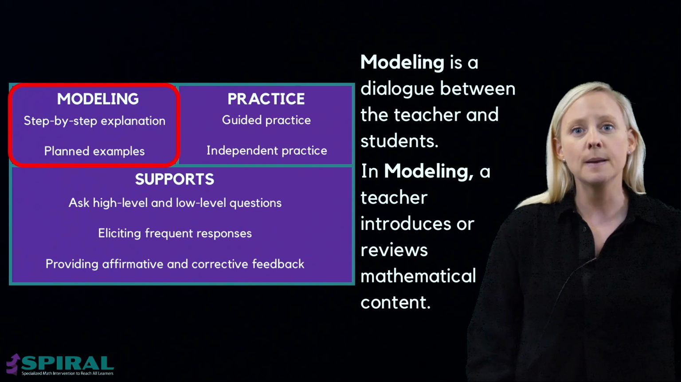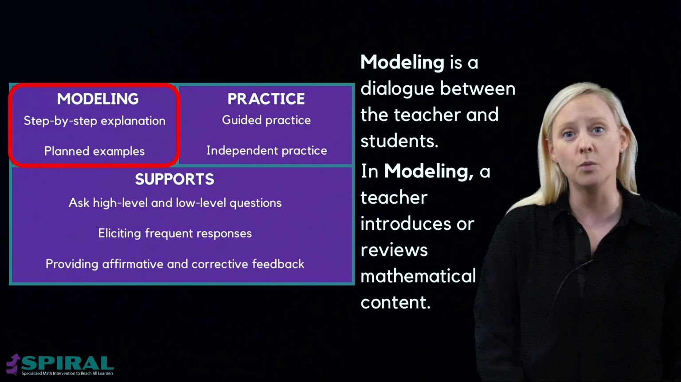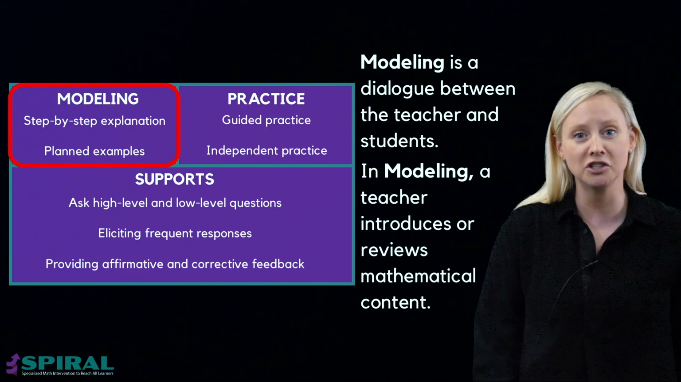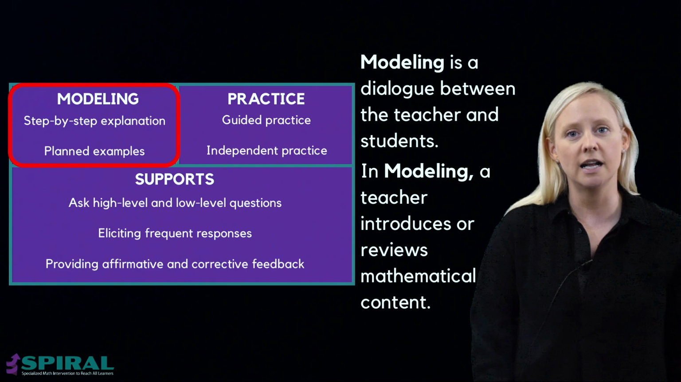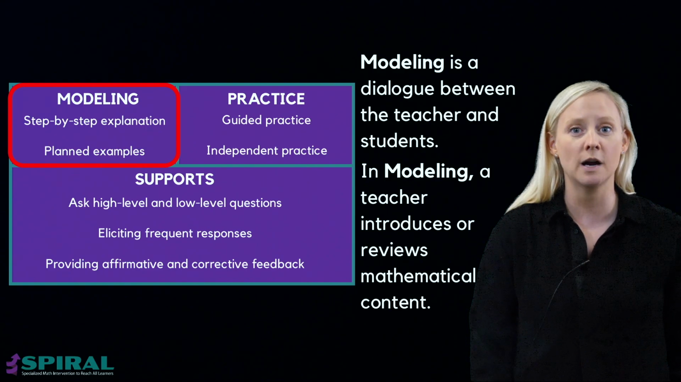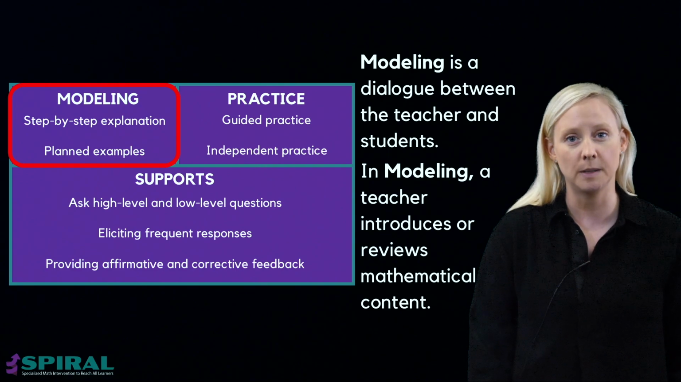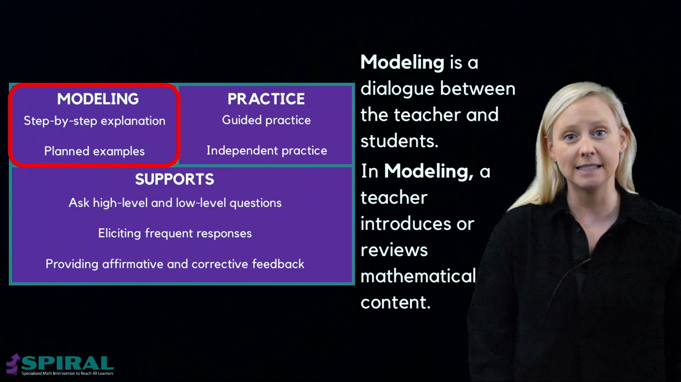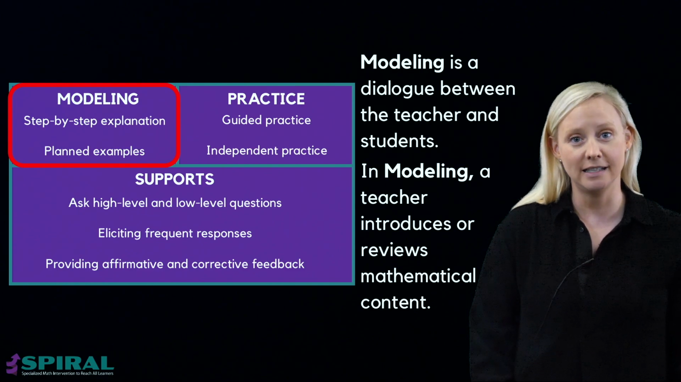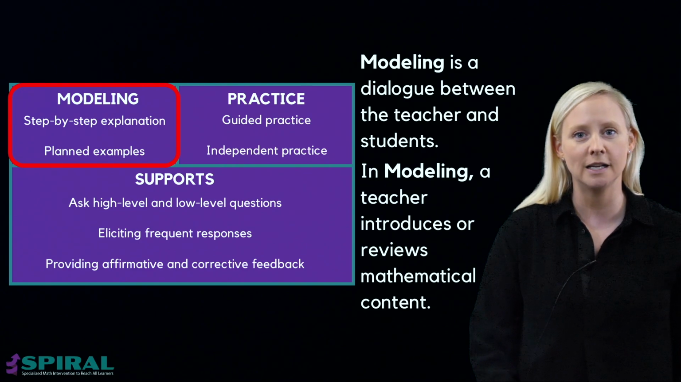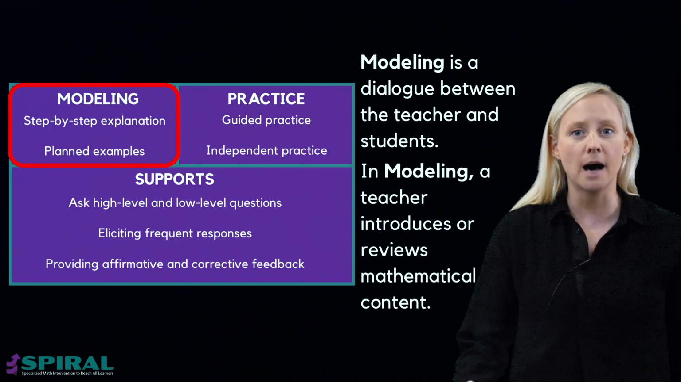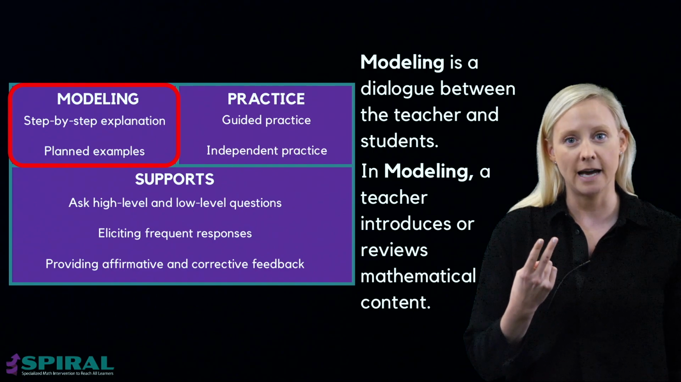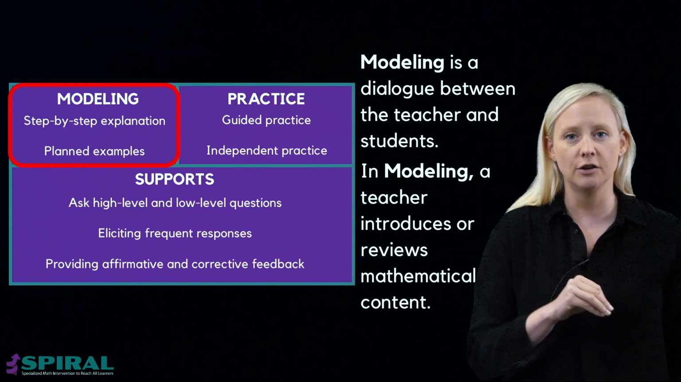Some important components of modeling are, number 1, we want to state the goals and importance of the lesson. We want students to understand why this information is important. Then we want to integrate a step-by-step explanation, again where we're asking questions to students throughout the explanation. As part of our step-by-step explanation, you should include planned examples. You also might choose non-examples here to help students differentiate between what you're talking about. So when we're thinking about modeling, we're thinking about the goals and importance of the lesson, our step-by-step explanation, and we're also really integrating those planned examples.